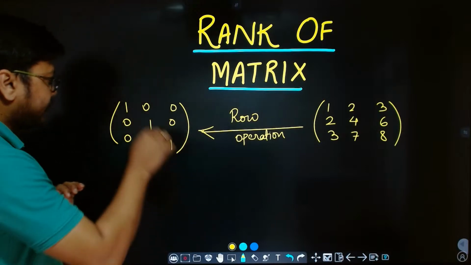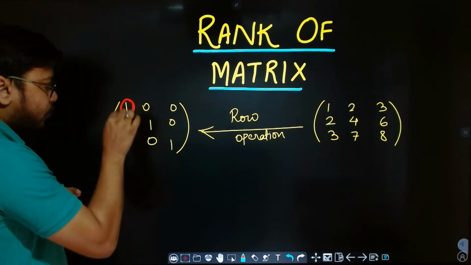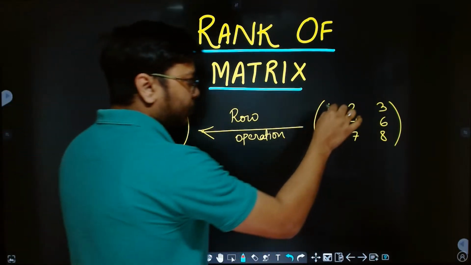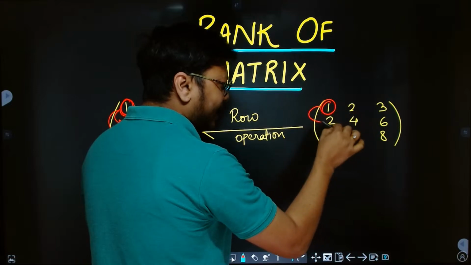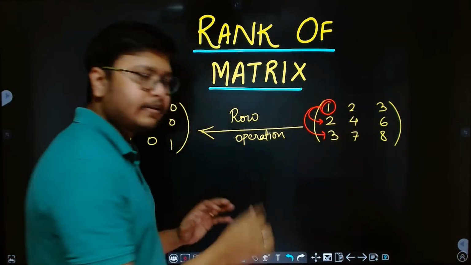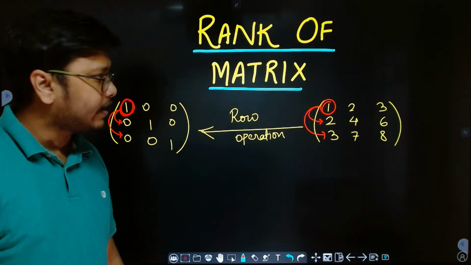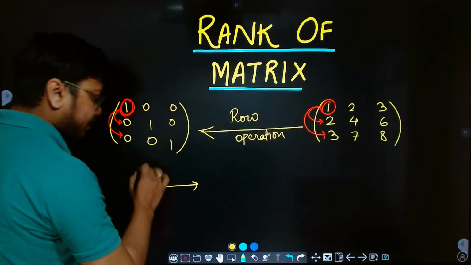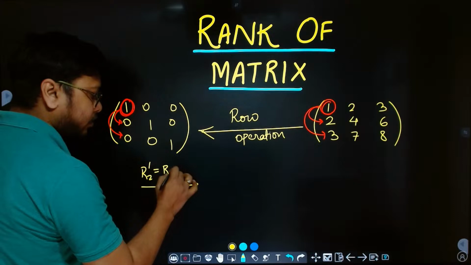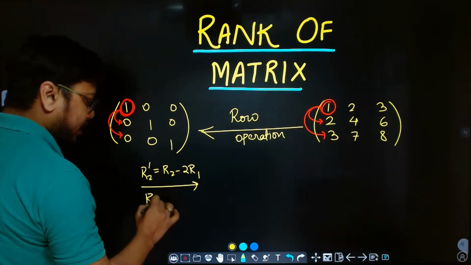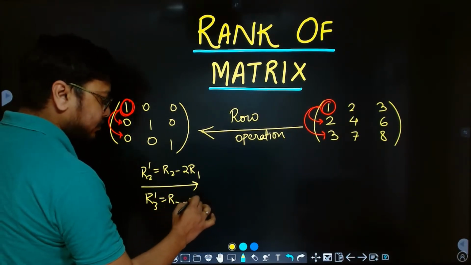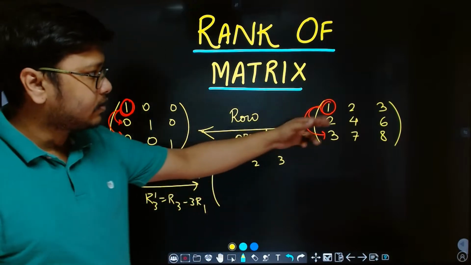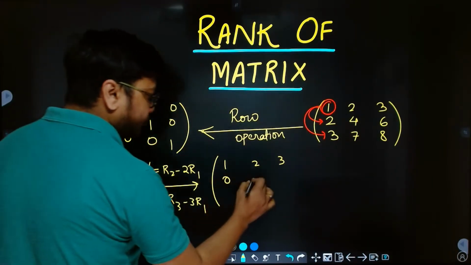So what we can see is this position has to be 1, and everything else below it must be 0. So this position is 1, and I need to make the elements below it 0. For that, whatever row operation is required, I will do. So I need to make this 0 and this 0. That means I need to do the row operation R2' equals R2 minus 2 times R1, and R3' equals R3 minus 3 times R1.